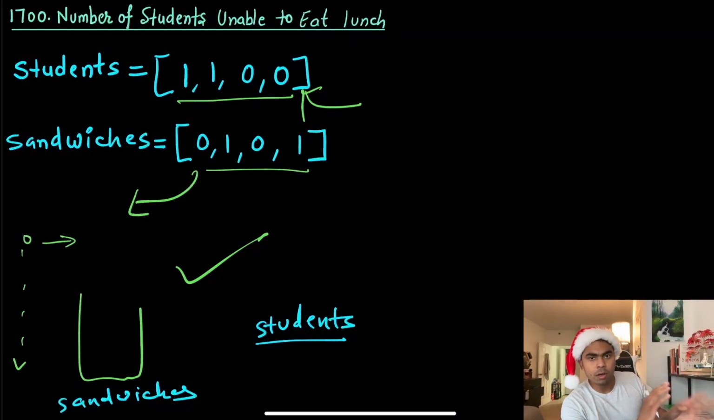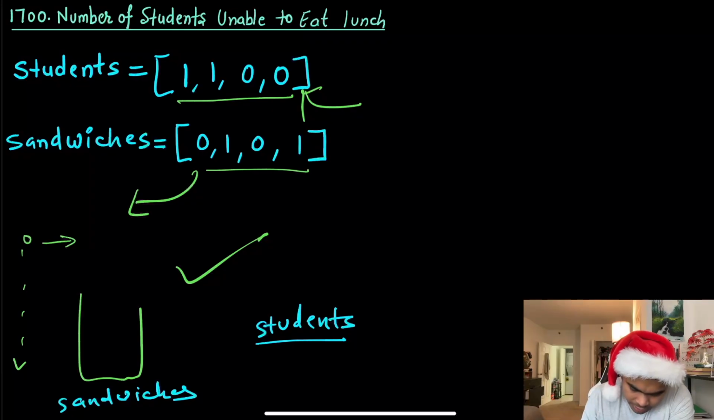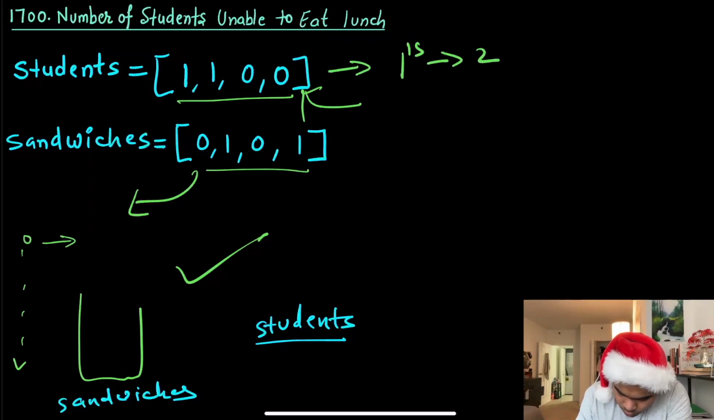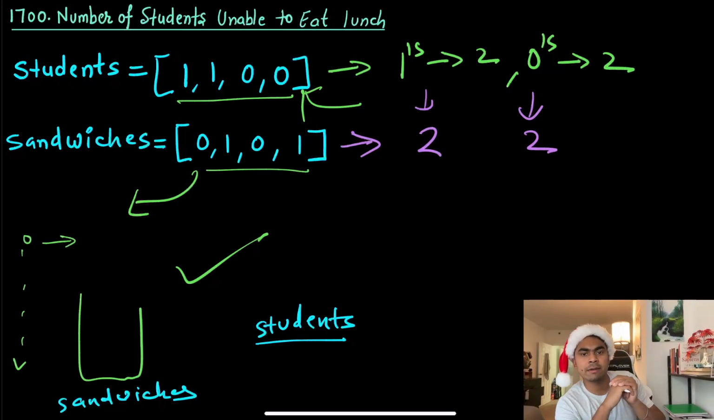But that will only be possible if there are at least that many sandwiches that these students want. So what I'm trying to say is that the number of zeros and the number of ones must be equal in students and sandwiches. So here the number of ones is 2 and the number of zeros is 2. And if you see in the sandwiches as well, the number of ones is 2 and the number of zeros is 2. So that is why it was possible for all the students to receive the sandwiches.